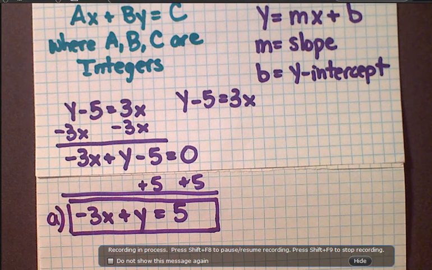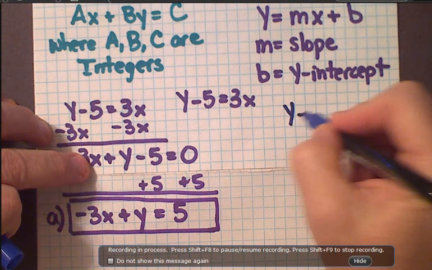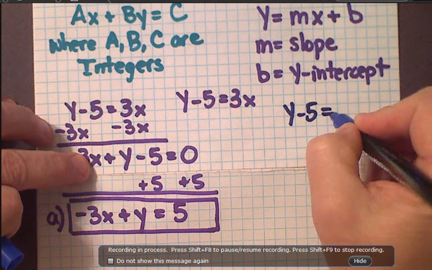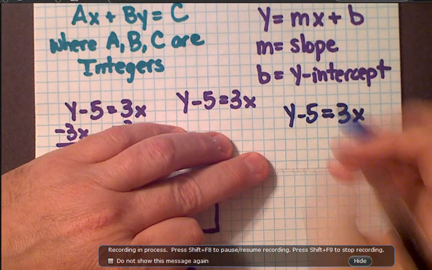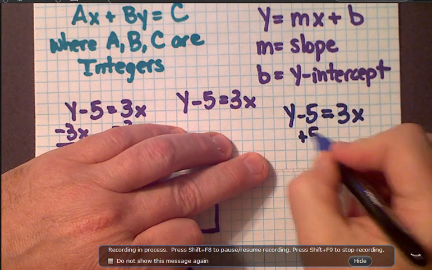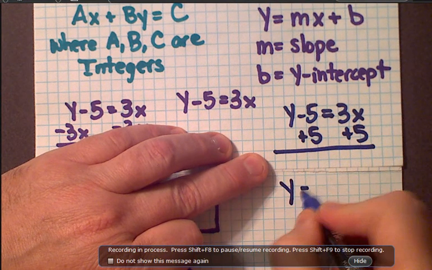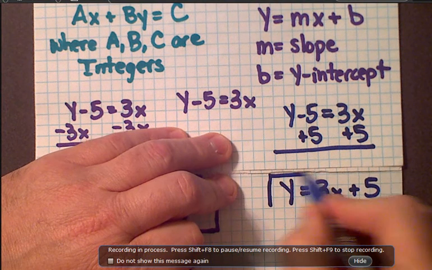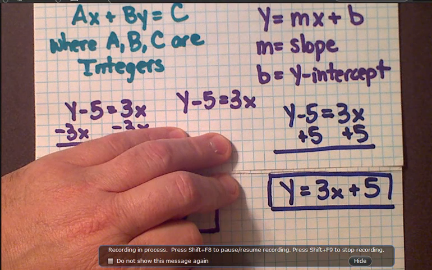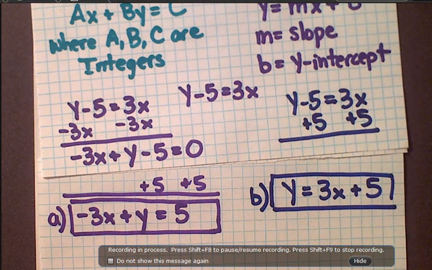Moving on to the slope-intercept form of the equation of a line, again we would start with y minus 5 is equal to 3x. I would just try to get the y by itself, so this will be done a little quicker by adding 5 to both sides. I would get y is equal to 3x plus 5. And this is the slope-intercept form of my line, which would be my final answer for part B of our quiz.